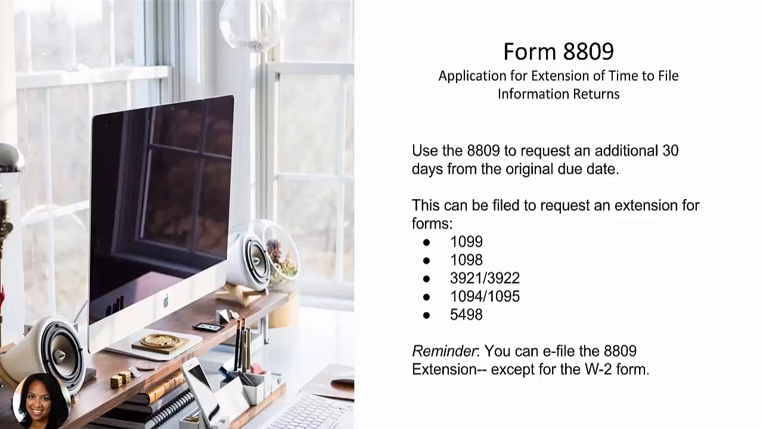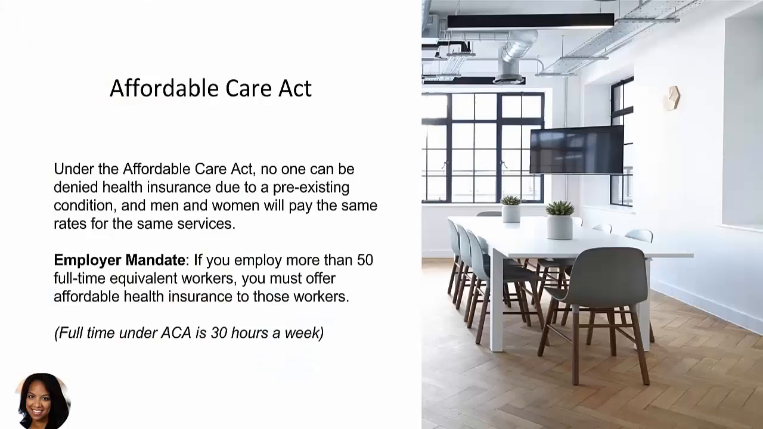But thankfully, for other forms such as your 1099, 1098, your 3921s and 3922s, 1094s and 1095s, as well as the 5498, you can still e-file the 8809, and all of these forms can be e-filed, which is a huge time saver. We also take care of extensions as well, so do keep that in mind if considering filing with TaxBandits.